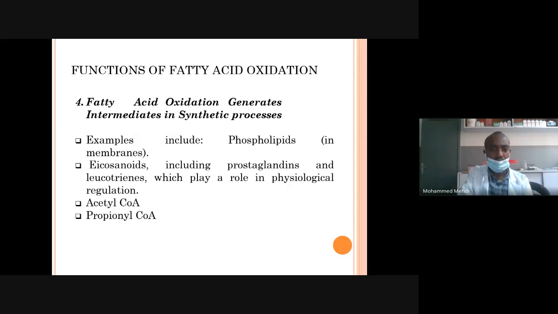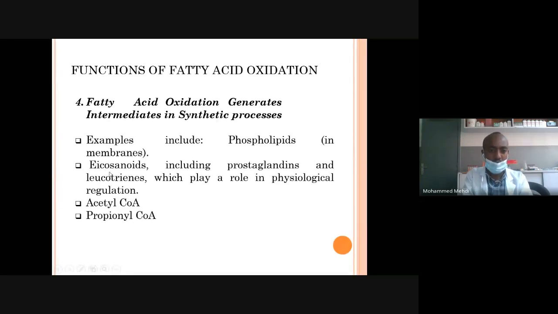Okay, the fourth fate of fatty acid, or function of fatty acid in our body, is to synthesize intermediate molecules. Fatty acid oxidation generates intermediate molecules in synthetic processes. For example, phospholipid in the membrane is important to make eicosanoids. Eicosanoid, again, is important to make prostaglandin. It is an allergy mediator. Prostaglandin mediates allergy or inflammation. Leukotrienes and thromboxane are formed from eicosanoids.